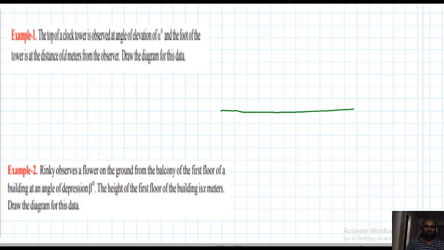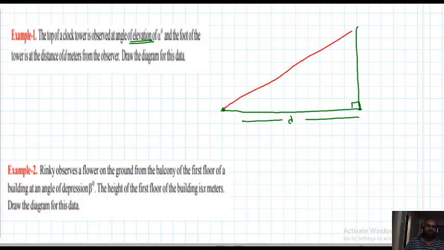This is the ground, this is the clock tower. The clock tower is perpendicular to the ground. The top of the clock tower is observed at an angle of elevation alpha degrees, and the foot of the tower is at a distance of d from the observer. So the foot of the tower to observer distance is given as d. Observer height is not given, so a dot is taken as the observer, and the top of the clock tower should be joined, giving alpha degrees. This is the diagram.